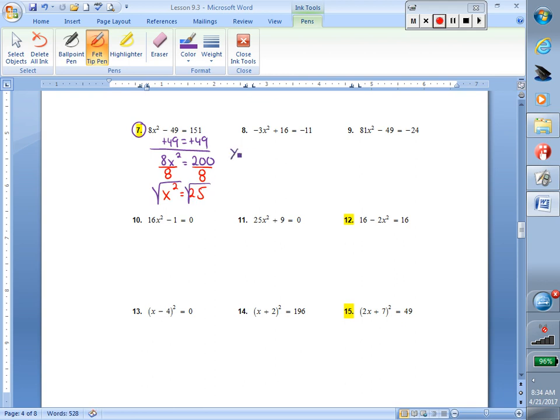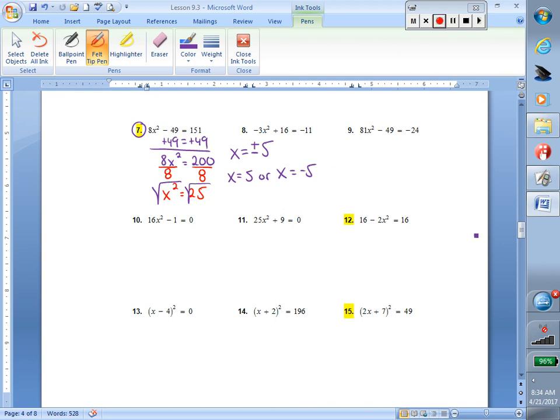Now I'm left with x equals, now I'm taking the square root of a positive number. So that means x could equal positive or negative 5. So this is one of those cases where I have two solutions. If you don't like the plus minus, you can write out the positive and negative 5 separately. But yes, you do need both answers. You need both solutions.